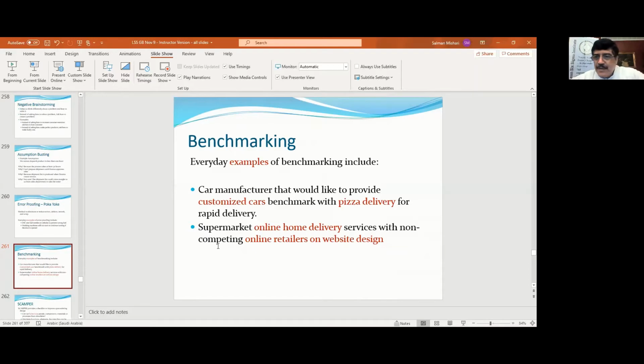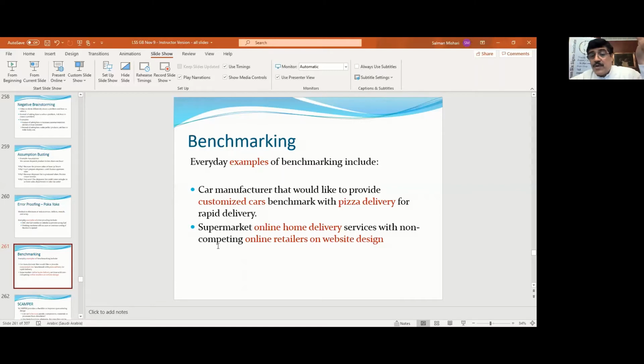Benchmarking. Maybe you want to do benchmarking, and these are everyday examples of benchmarking. You don't have to benchmark with people who are in a similar business to you, not necessarily. Sometimes it's better to benchmark with somebody who is not in a similar business. For example, a car manufacturer that would like to provide customized cars, maybe he would like to benchmark with a pizza delivery for rapid delivery. So what sort of techniques do they use for expediting the pizza? Maybe you could borrow some concepts from them. This is what a benchmark is.